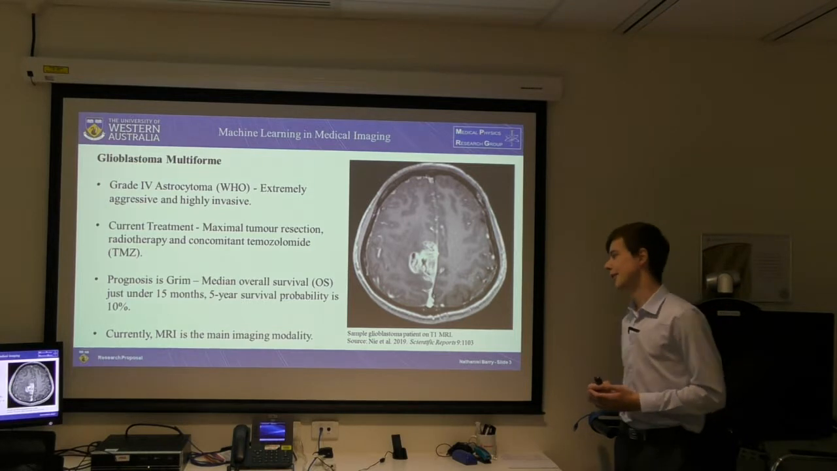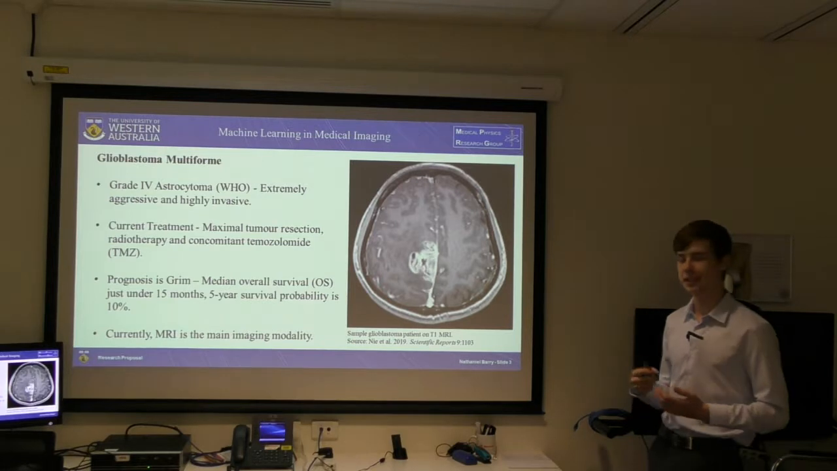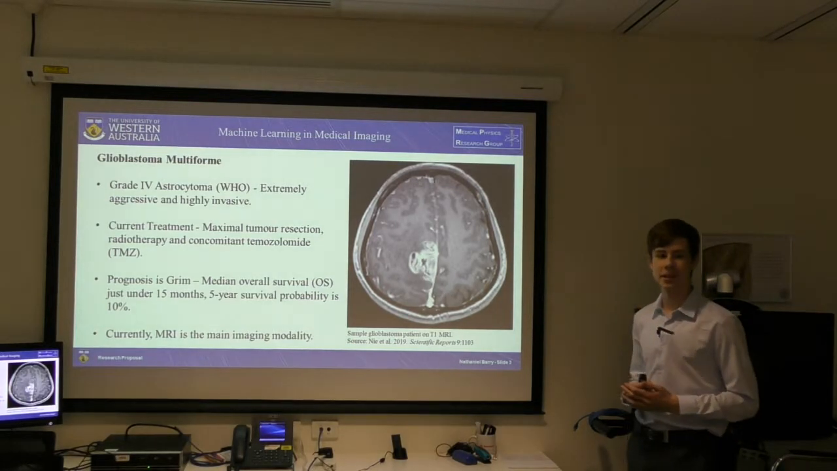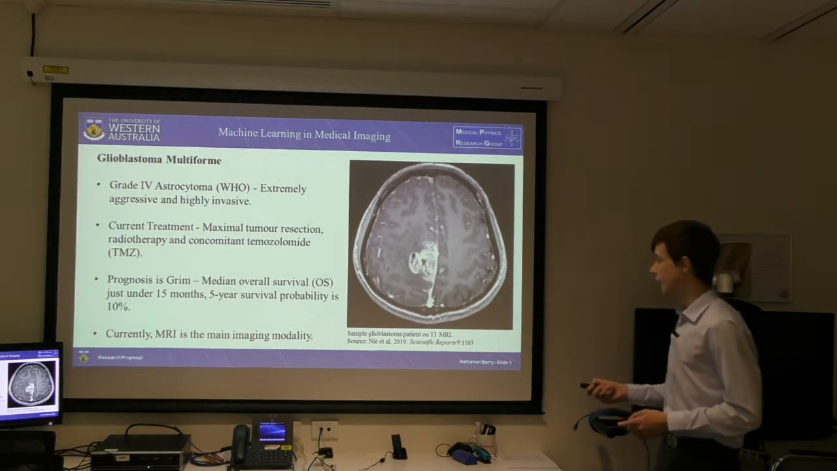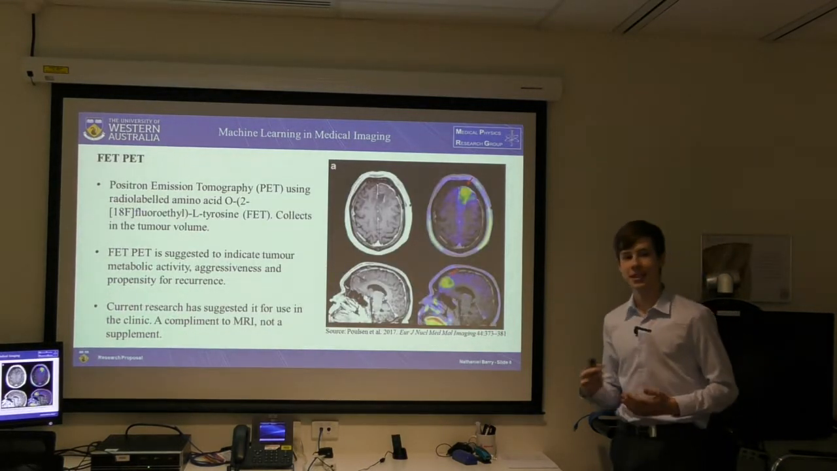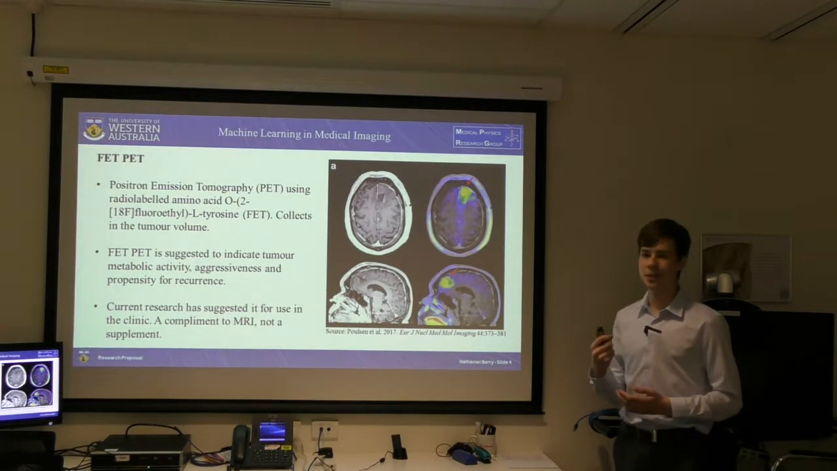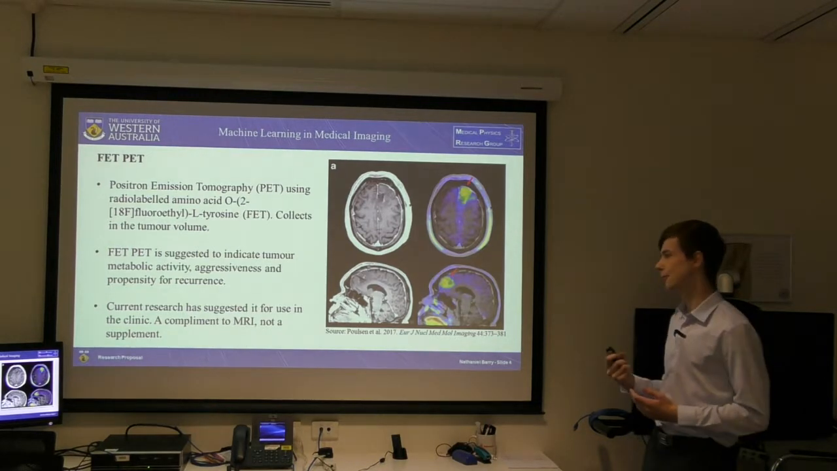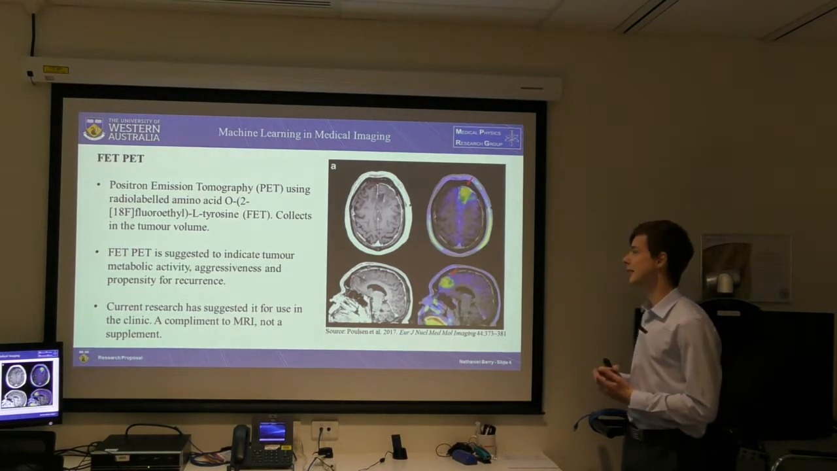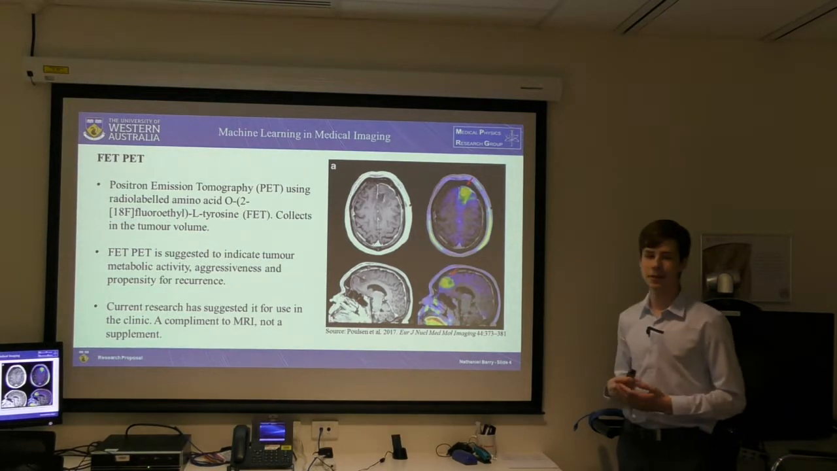Currently MRI is the main imaging modality, but we're always looking for new imaging modalities that give us better insight into how the disease works and better accuracy and prediction of treatment outcomes. That's where I believe FET PET comes in. FET PET is positron emission tomography using the radio-labeled amino acid O-(2-18F-fluoroethyl)-L-tyrosine, which accumulates within the highly proliferating cells of the tumor volume. FET PET is suggested to be indicative of metabolic activity within the tumor, aggressiveness, and propensity for recurrence.